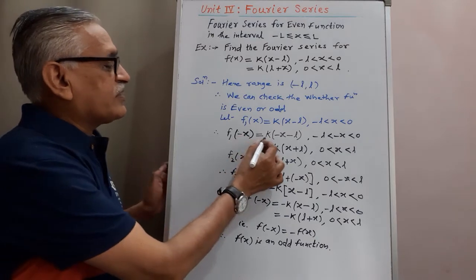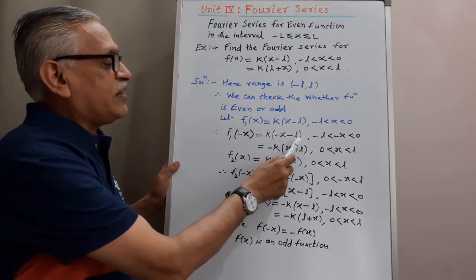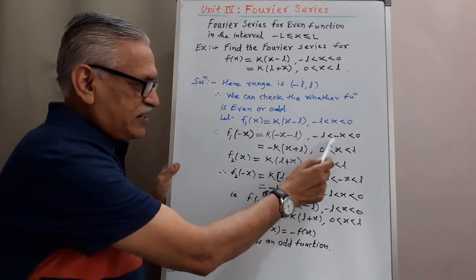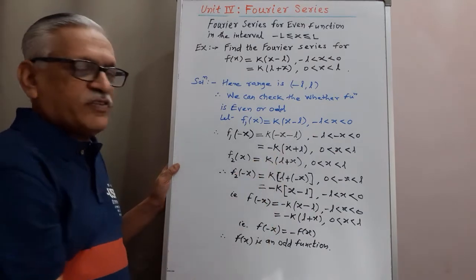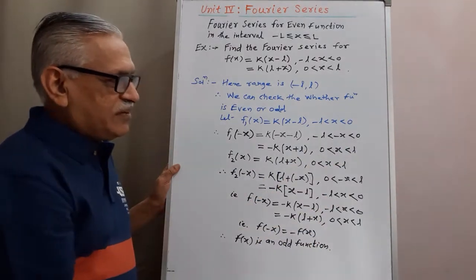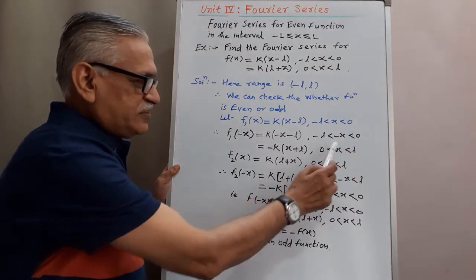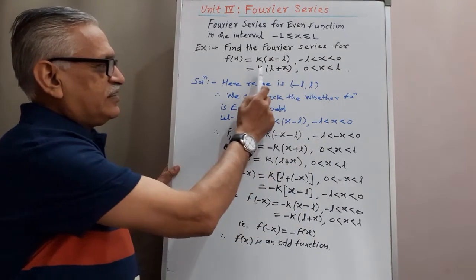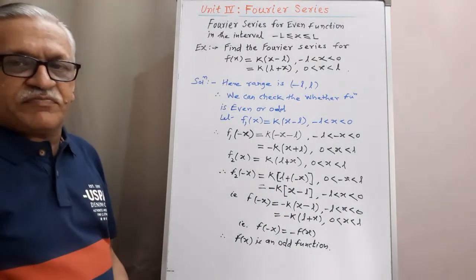Replacing x by −x in the first function, we get k(−x − L). Here we also replace x by −x in the range. Therefore −L < −x < 0. Taking the minus sign common, we get −k(x + L), and multiplying throughout by the minus sign and applying the property of inequality, we get 0 < x < L. The original value for 0 to L is k(L + x). Here we are getting the same but with a negative sign.